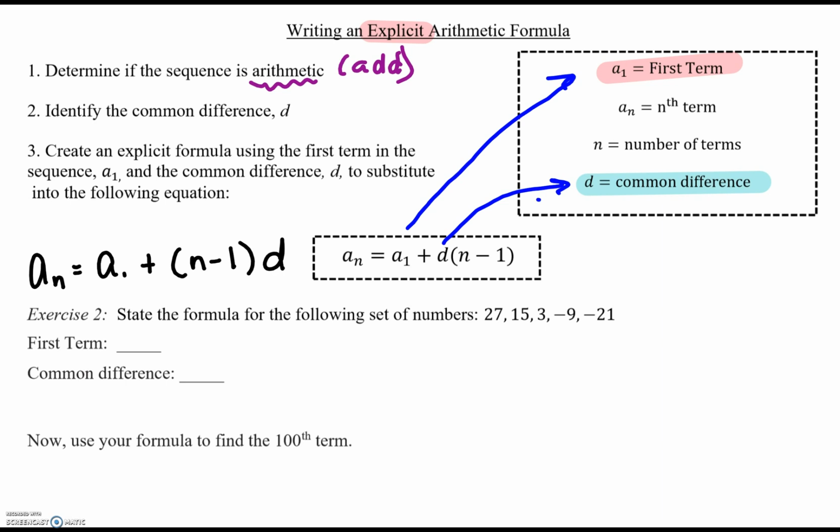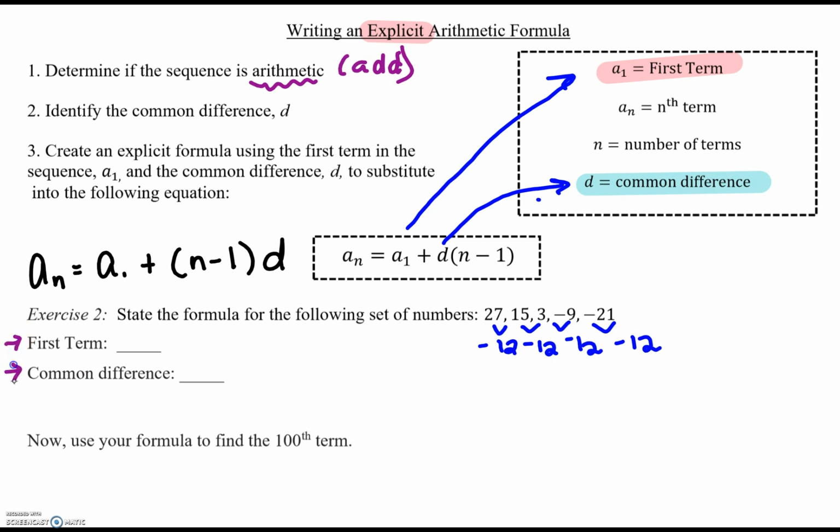From 27 to 15, we are adding -12. 15 to 3, we're adding -12, adding -12, adding -12. Because we have a constant rate, we do have an arithmetic sequence. So from here, we're just going to look at the left-hand side.